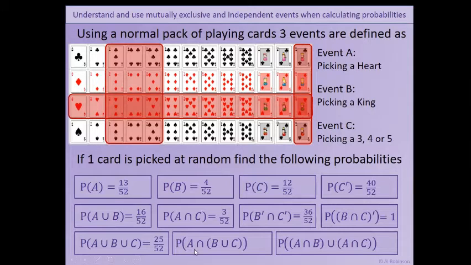Next one. Okay. So we have the probability of B union C. So again, picking a king, which we've highlighted here, picking cards that have 3, 4, and 5, which we've highlighted here, but that intersects with A. So it'll be everything here that's a heart, but where does it coincide? So it coincides here, so 1, 2, 3, and it coincides here, 4, okay? So that's 4 out of 52.